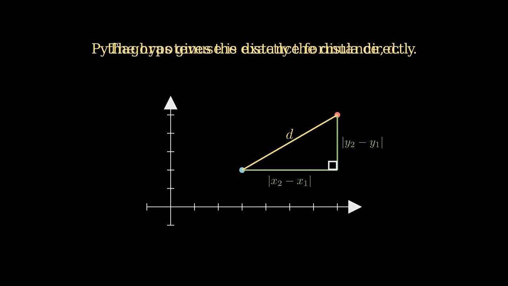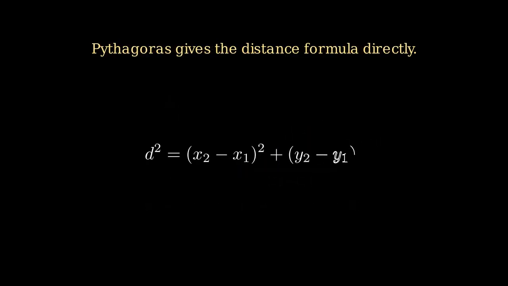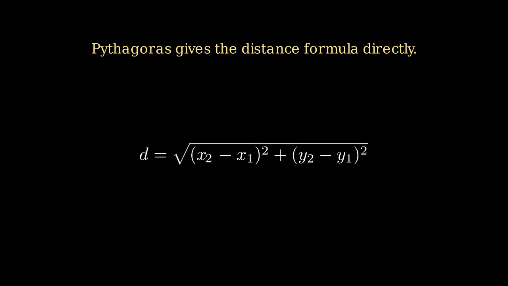Since this is a right triangle, Pythagoras tells us straight away that distance squared equals (x sub 2 minus x sub 1) squared plus (y sub 2 minus y sub 1) squared. Taking the square root of both sides gives us d equals the square root of (x sub 2 minus x sub 1) squared plus (y sub 2 minus y sub 1) squared. That is the entire distance formula, built from nothing more than 2 legs and a hypotenuse.